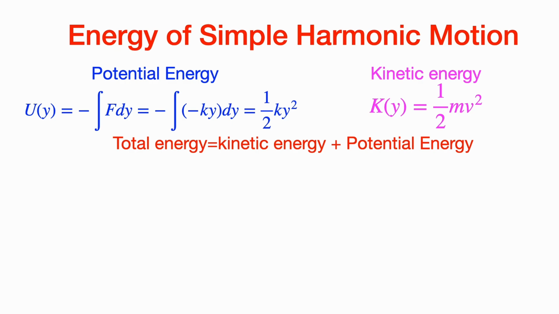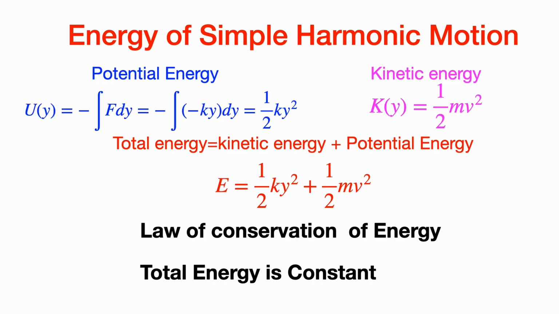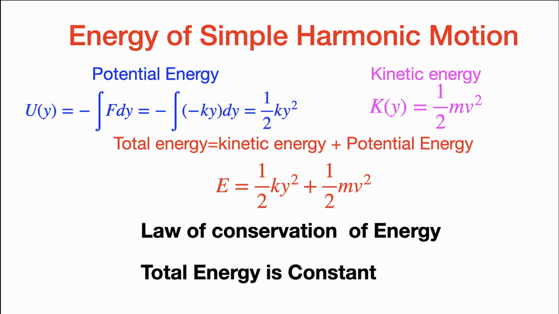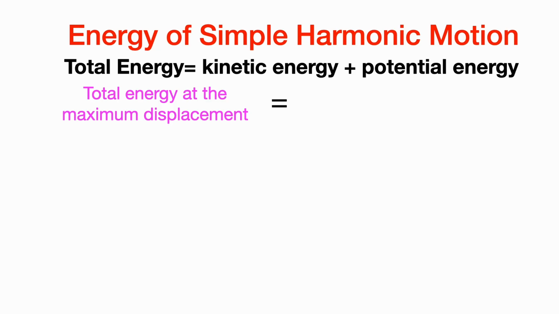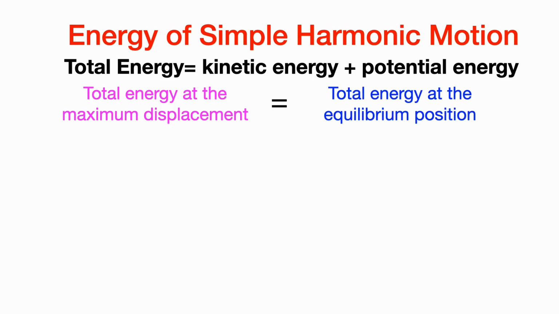Let E denote total energy, E equal to U of y plus K of y. That is, E equal to half ky square plus half mv square. By the law of conservation of energy, this total energy remains constant throughout the motion. So, the total energy at the maximum displacement and the total energy at the equilibrium point should be the same.